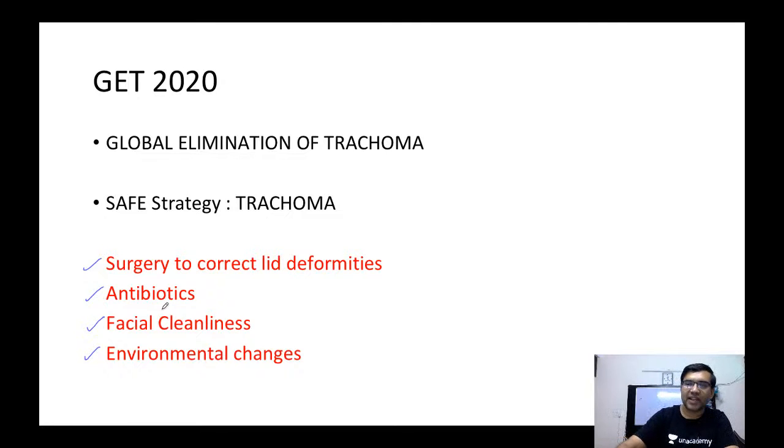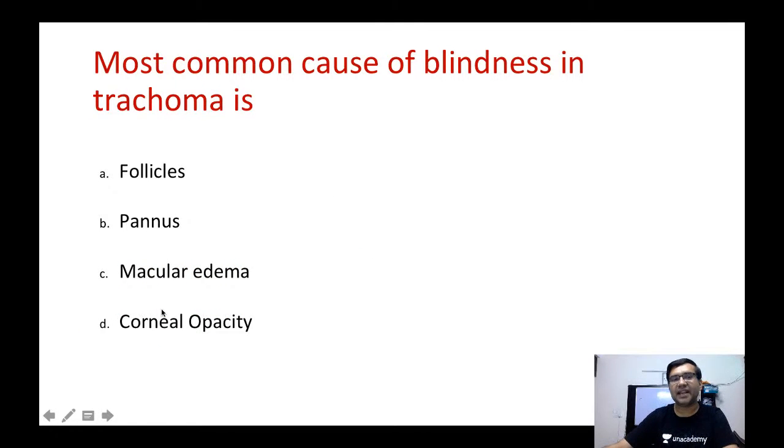Okay. The next question is, the most common cause of blindness in trachoma is, your options are A follicles, option B pannus, option C macular edema, option D corneal opacity. Try to answer.